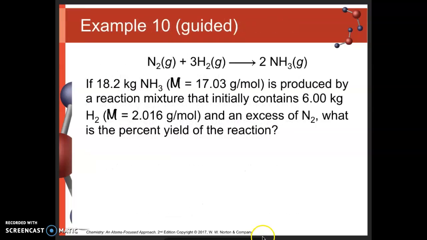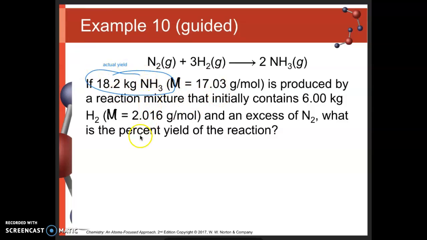So let's take a look at an example. In this example, we have 18.2 kilograms of ammonia being produced by the reacting of a mixture of 6 kilograms of hydrogen and an excess of nitrogen. The question here is, what is the percent yield of the reaction? Now, to calculate this, we're going to need to do stoichiometry. The stoichiometry we're going to do is to calculate the theoretical yield, since we've already been given this. This is our actual yield.